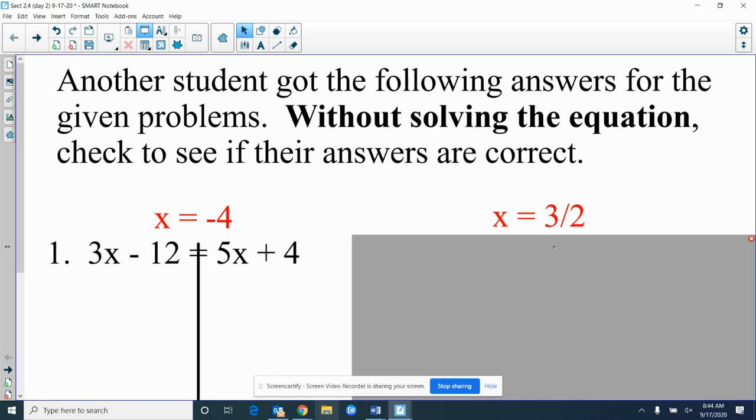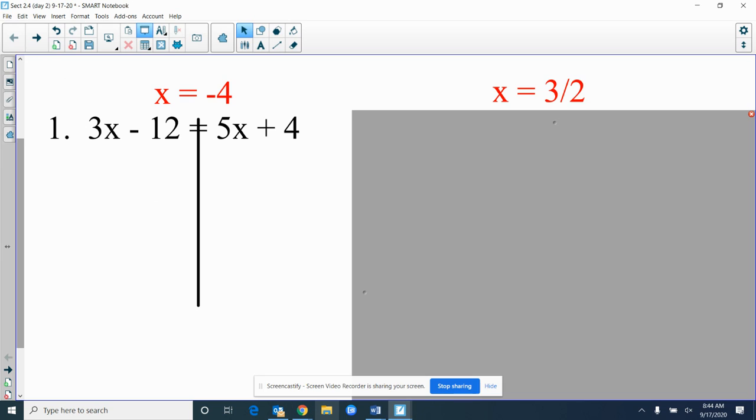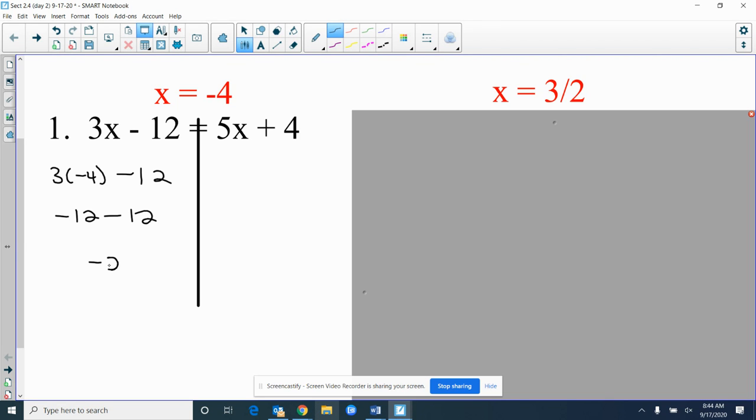Put -4 where the x's are, and then simplify for that one. So just pay attention here. You would do 3 times -4 minus 12. Now I'm going to work with one side only. 3 times -4 is -12, minus 12. All right, that's -24. We agree with that?